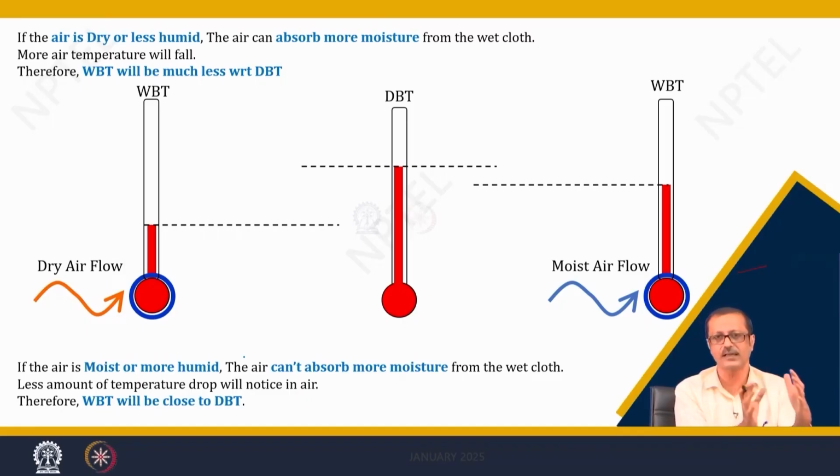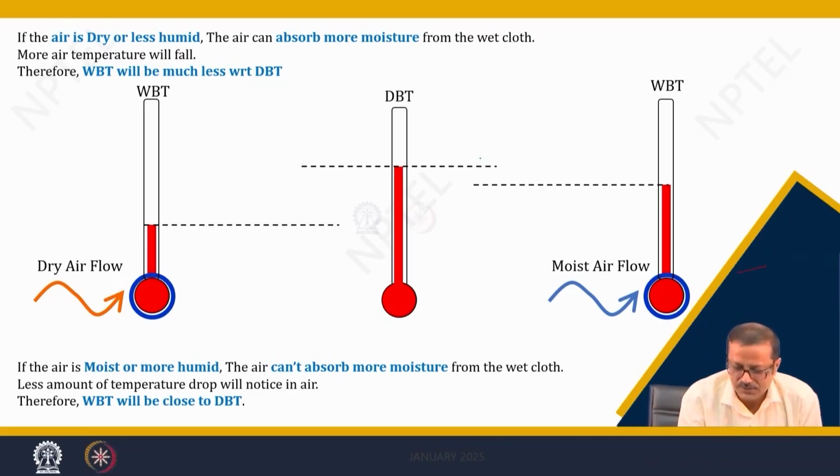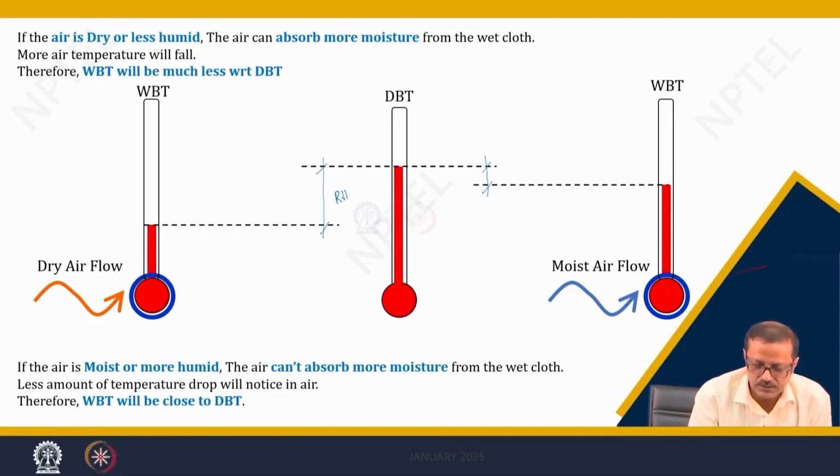So, in case of the less amount of relative humidity, this drop is very high, whereas if it is already very humid air, where the relative humidity is very high, more than 80% or so, there will be very little amount of drop between the WBT and the dBT. So, by virtue of this drop, how much is the drop between the dBT and WBT? I will say this RH is low and I can say this RH is high, is it not?